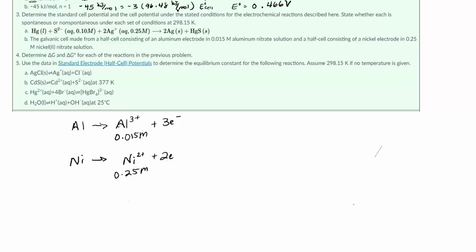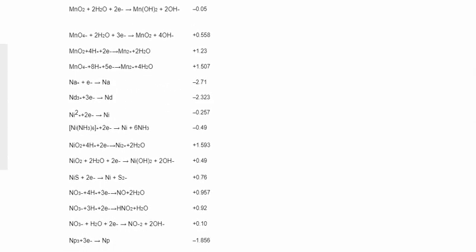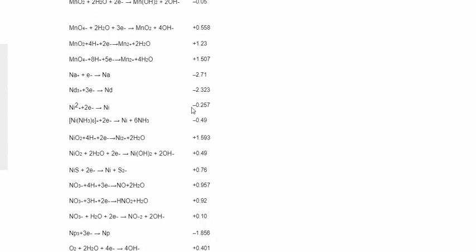So we aren't told what is the cathode and what is the anode, but we can figure that out. So we'll go back to our table. I'm looking for aluminum and nickel. So aluminum is going to be towards the top. So here's my aluminum line, and it's a negative 1.662. And nickel, and I'm looking for nickel 2. Here it is, a negative 0.257.